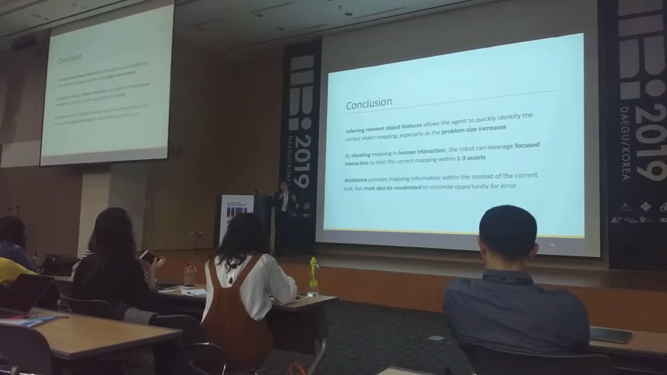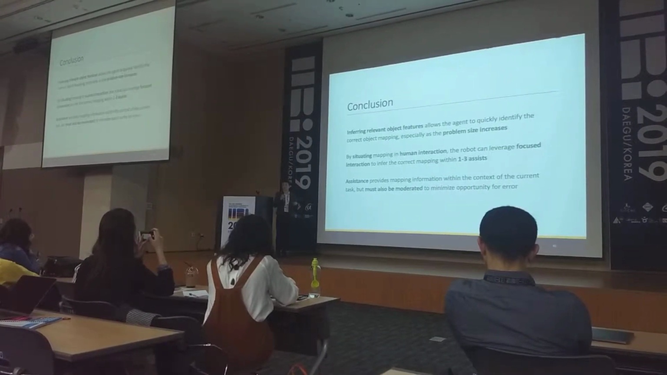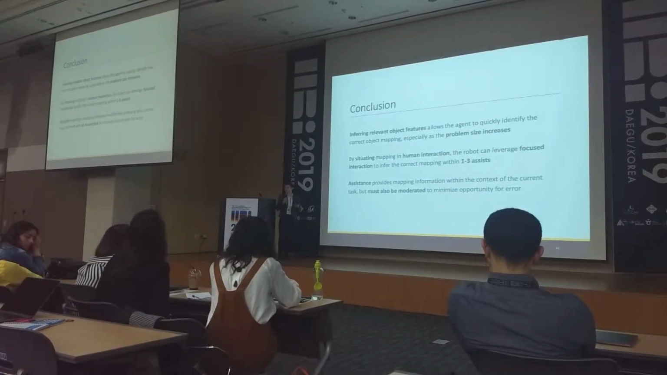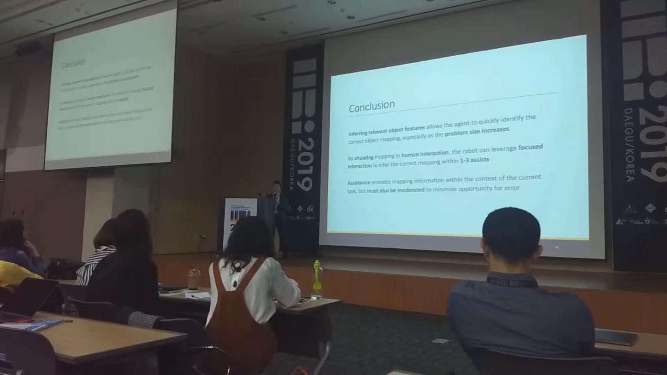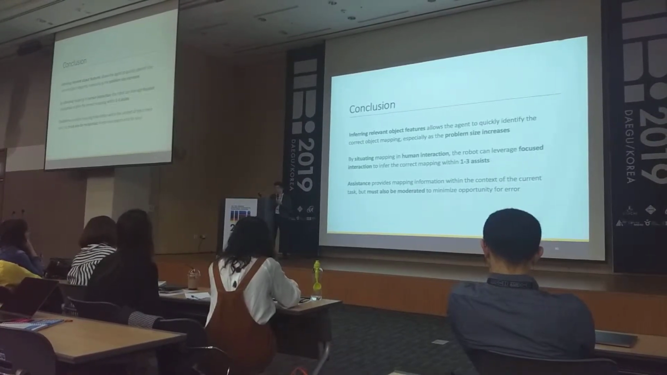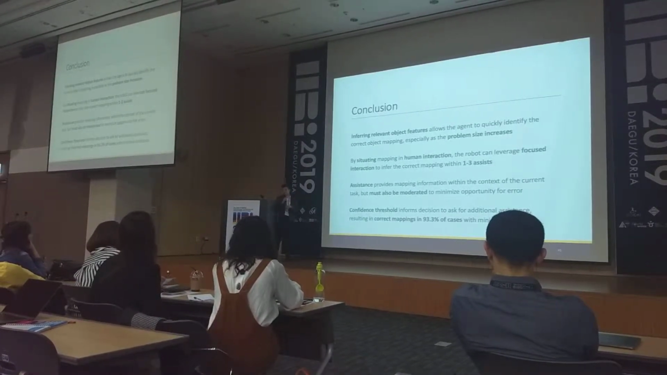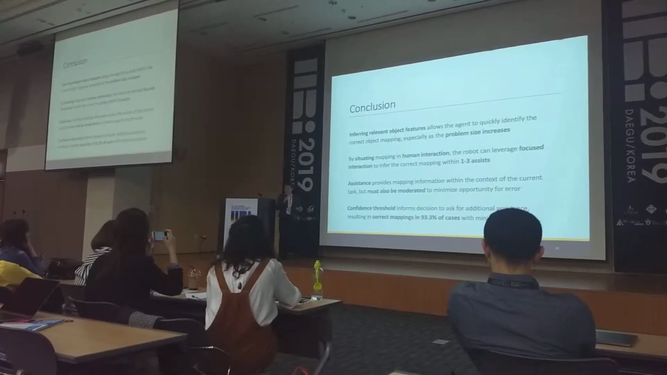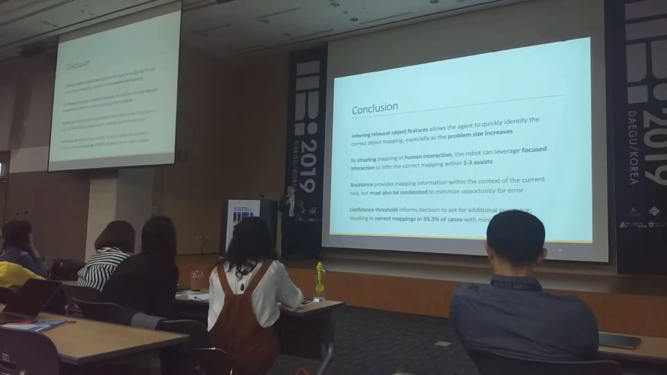Additionally, we found that using this assistance provides the robot with useful help in order to transfer a problem, but too much also introduces some room for error. And thus the robot needs to moderate this interaction in order to maximize its performance. And finally, we found that using a confidence threshold allowed the robot to do this and resulted in correct mappings in 93% of cases in our user study.